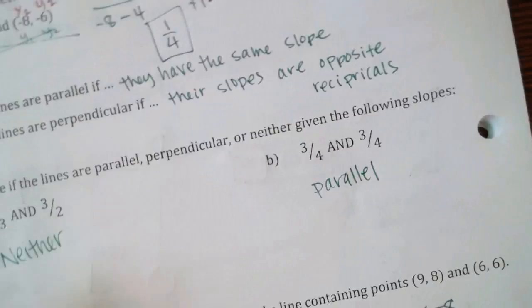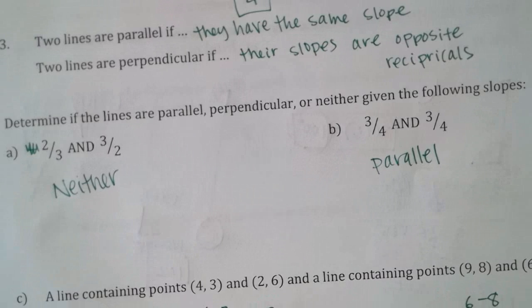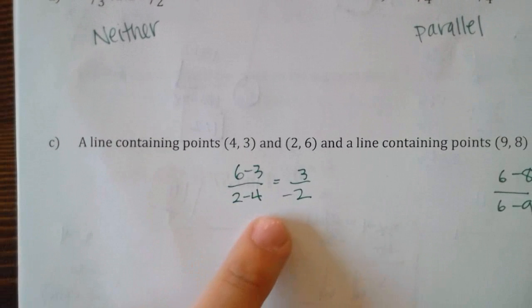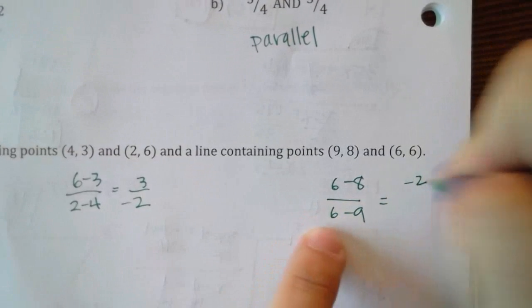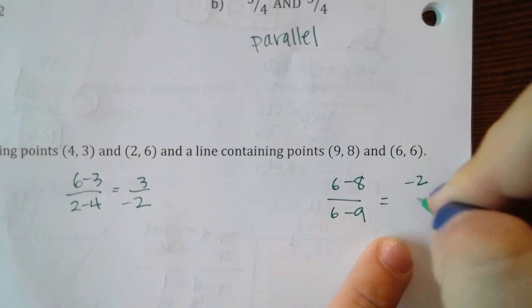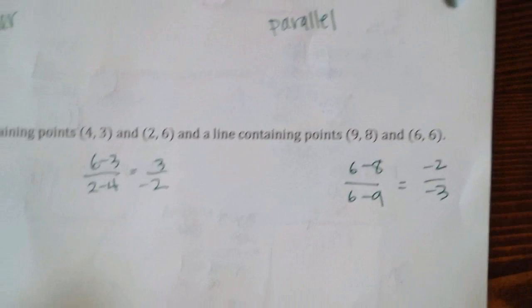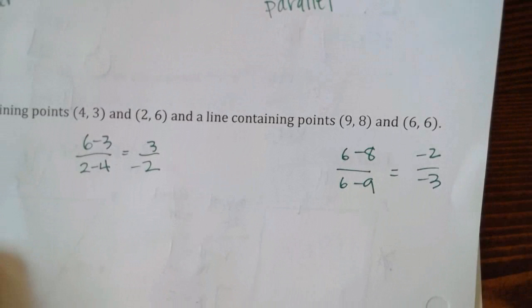Okay, 6. All right, so for the first one, I got 3 over negative 2. Did you guys agree? 3 over negative 2. This one, 6 minus 8 is a negative 2. 6 minus 9 is a negative 3. All right, are those parallel, perpendicular, or neither?